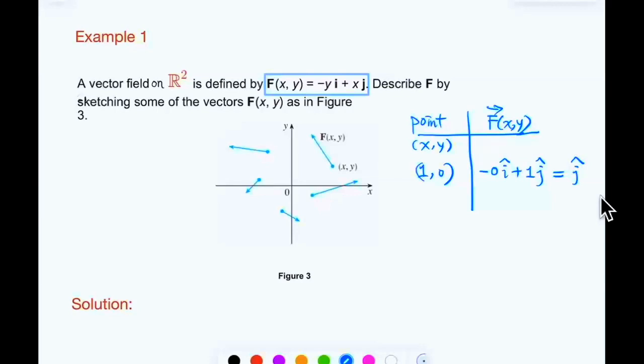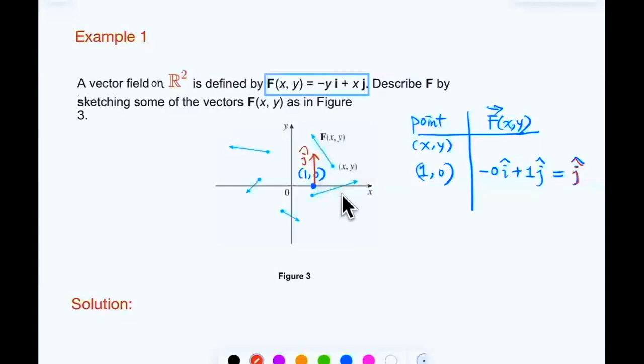So at (1, 0), let's think about maybe over here, (1, 0) is this one. And then we associate this vector j. j is a vector pointing upward, right? That's the j vector. So you have a vector here associated with this point. That's the output of this vector field at this point.